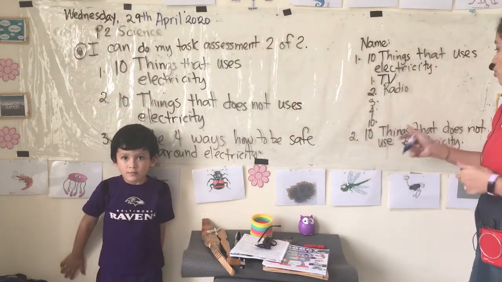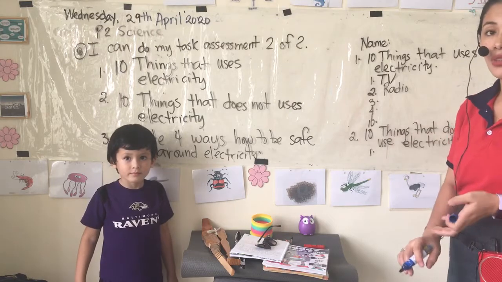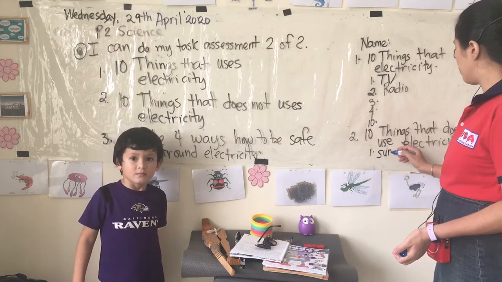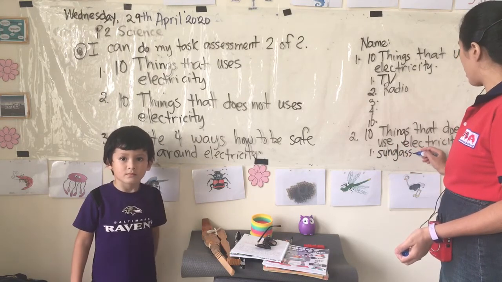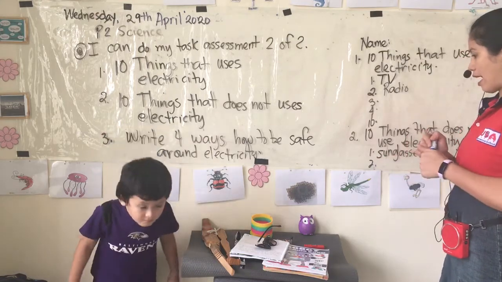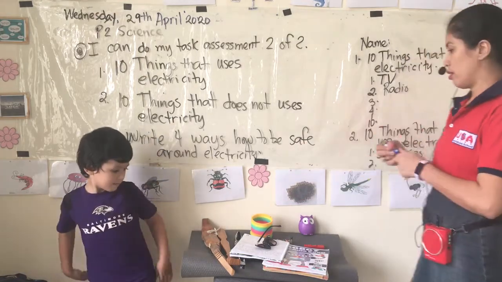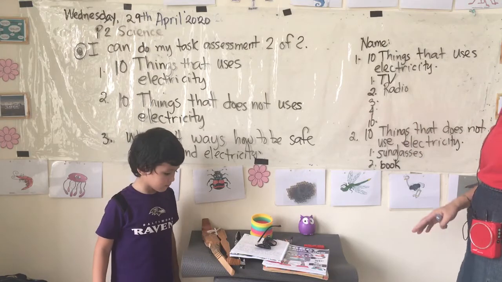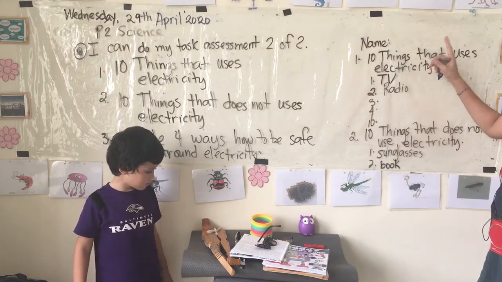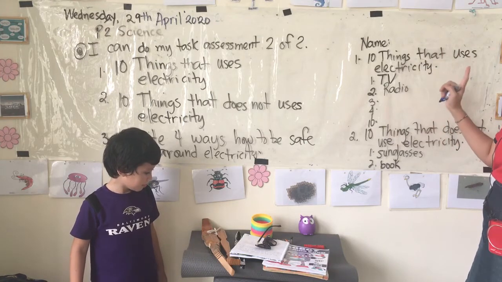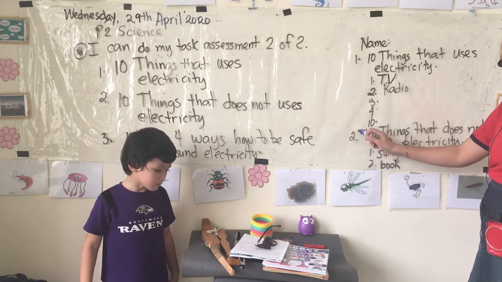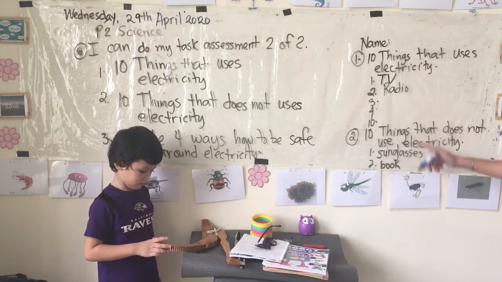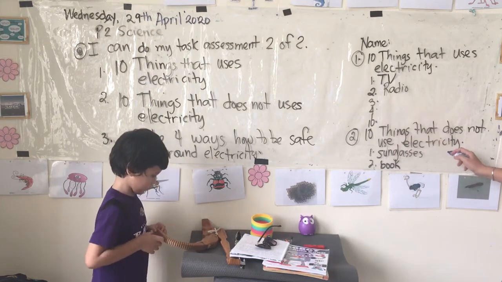So again, you are going to give 10 examples of things that don't use electricity, just like sunglasses. What else? These are only examples, right? So you can find things like a book. Book doesn't need electricity. All right, so again, write down 10 things that use electricity, and then for question number 2, 10 things that do not use electricity. So you're going to have 1 until 10.